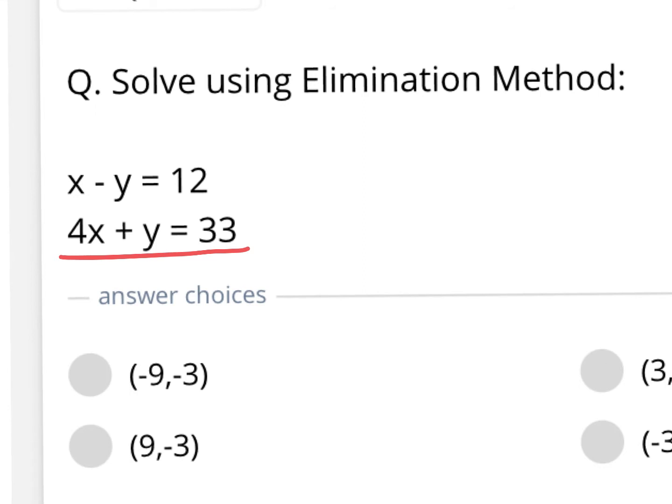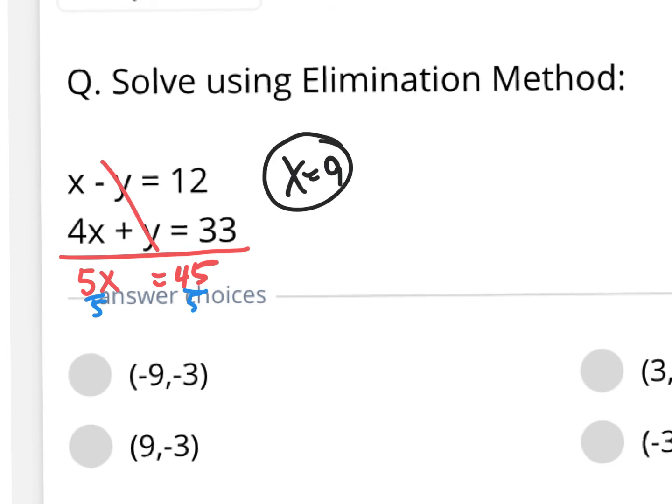Right here, just combine them. 4 plus 1 is 5, and we're talking about x's. The negative y and the positive y eliminate, equals 12 plus 33, that is 45. So I have this red equation, 5x equals 45. You're going to divide both sides by 5, right? And you will get the answer, if you divide by 5 here, divide by 5 there, you will get the answer x equals 9. So that is one answer.